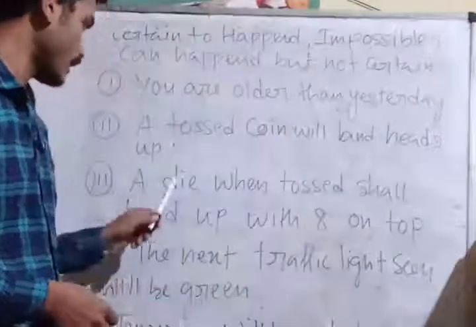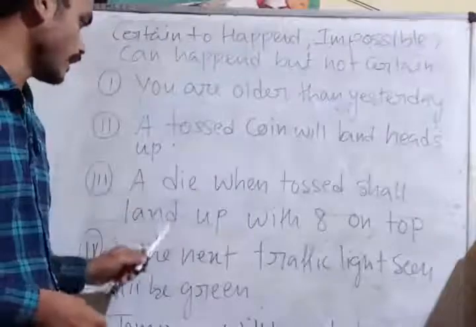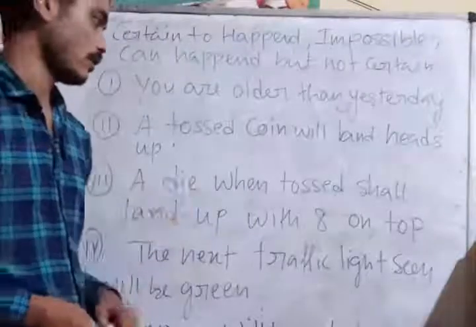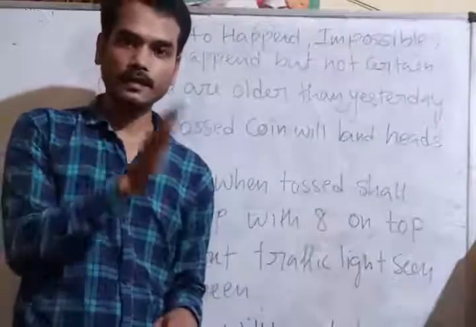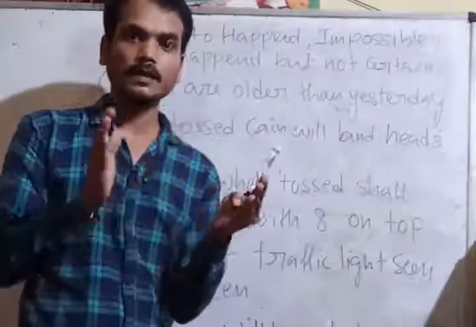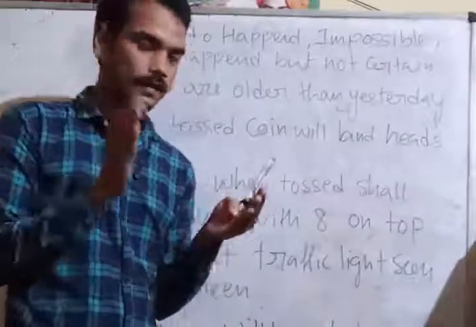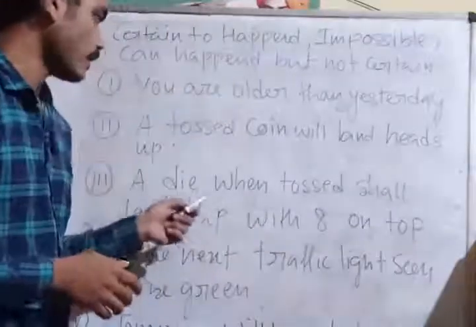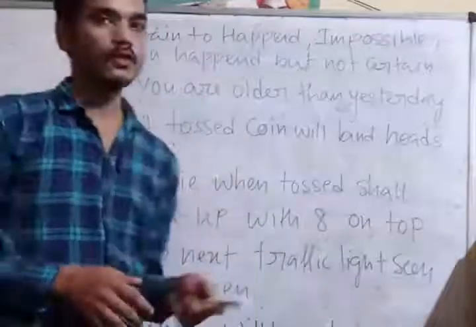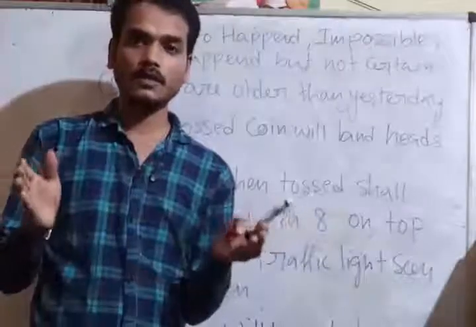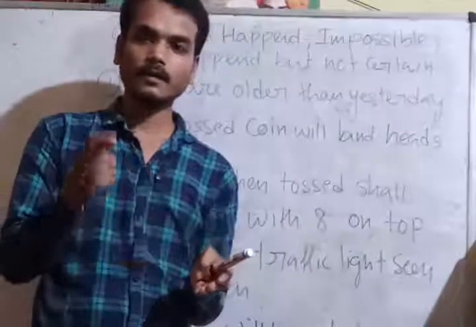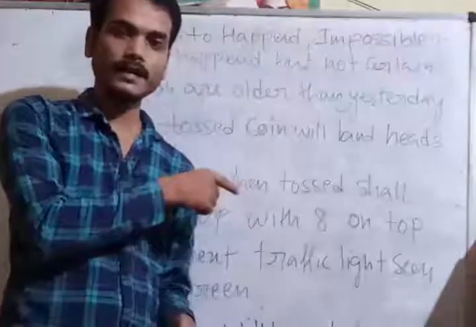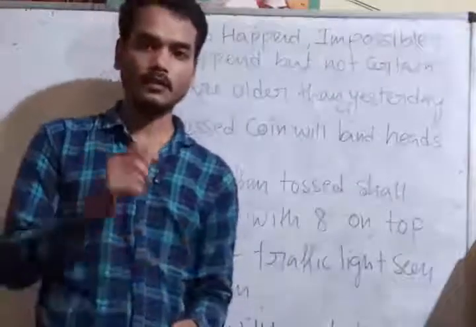Now next one is: a die when tossed shall land up with 8 on top. Means when you toss a die, in a dice we have only 6 faces, and it is said that a die when tossed shall land up with 8 on top. This is impossible because in a dice we have only 6 faces. So 8 on top is not possible. So in this case the answer will be impossible.